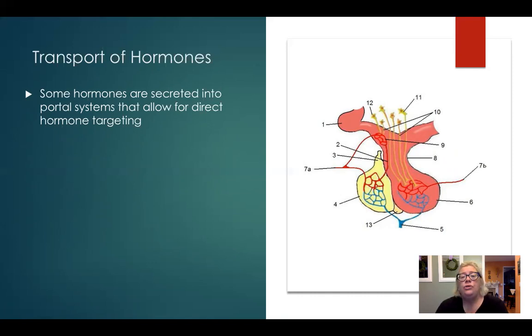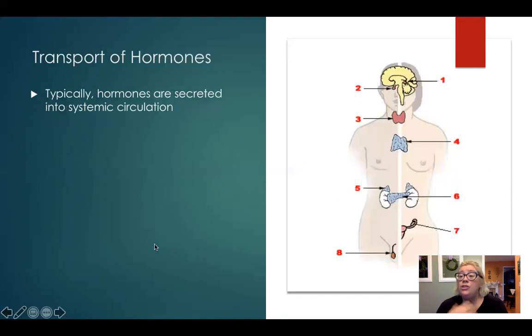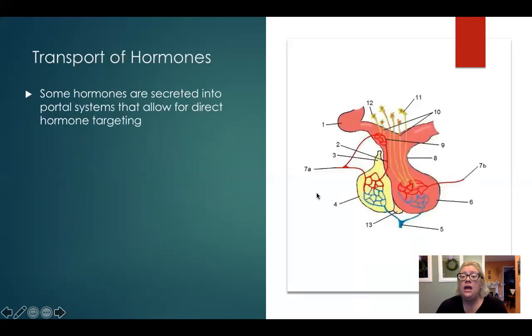What I want you to remember at this point in time is that the majority of the hormones that we're going to talk about are going to be produced by a particular gland, picked up by the circulatory system, and travel very long distances in order to bring about change. However, there are some hormones, particularly in this case, that are going to be produced in the hypothalamus, picked up and directly delivered via a portal system to the pituitary gland.